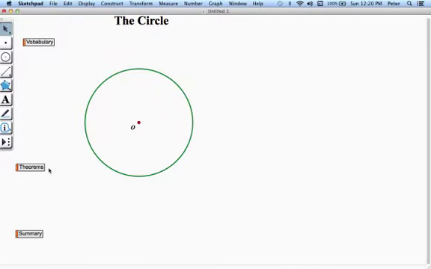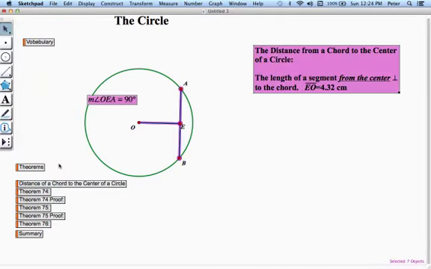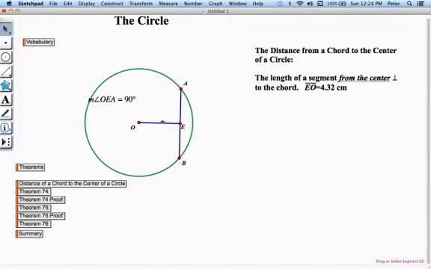Okay, there are three theorems in this section. But before we start investigating any of them, we have to be clear on one more definition, and that is the distance of a chord to the center of a circle. Okay, we see that the distance from a chord to the center of a circle is the length of the segment perpendicular to the chord. All right, well, why? Well, we can see that the measure of angle OEA is 90 degrees. So in other words, OE is perpendicular to AB.